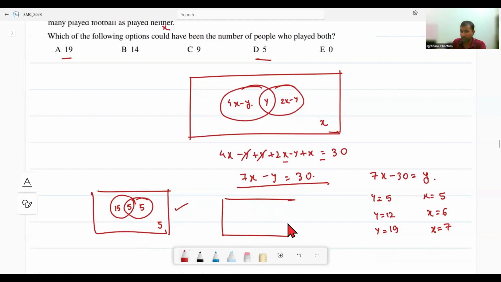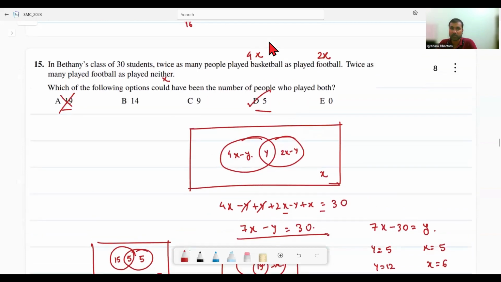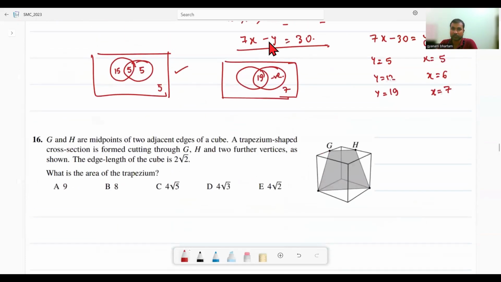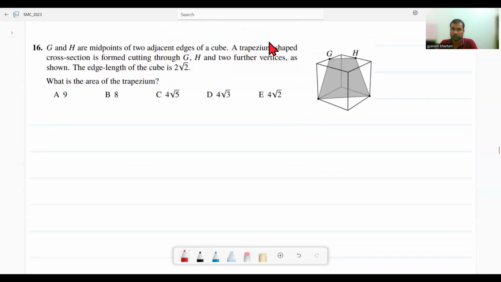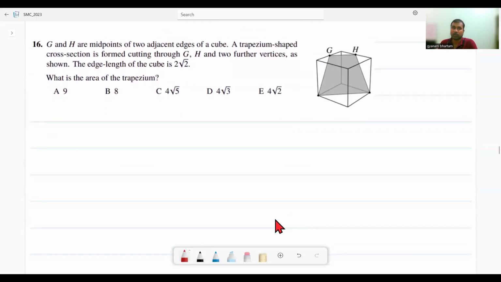Now if you try 19, there is maybe a problem because 19 is a big number. If we have 7 here and 19 here, the total who played football is going to be 2 times 7, which is 14. So 14 minus 19 gives you a negative, which is not possible. We can't have negative values here. So 19 is not possible, and we are left with 5. This is the only option, correct. Next.